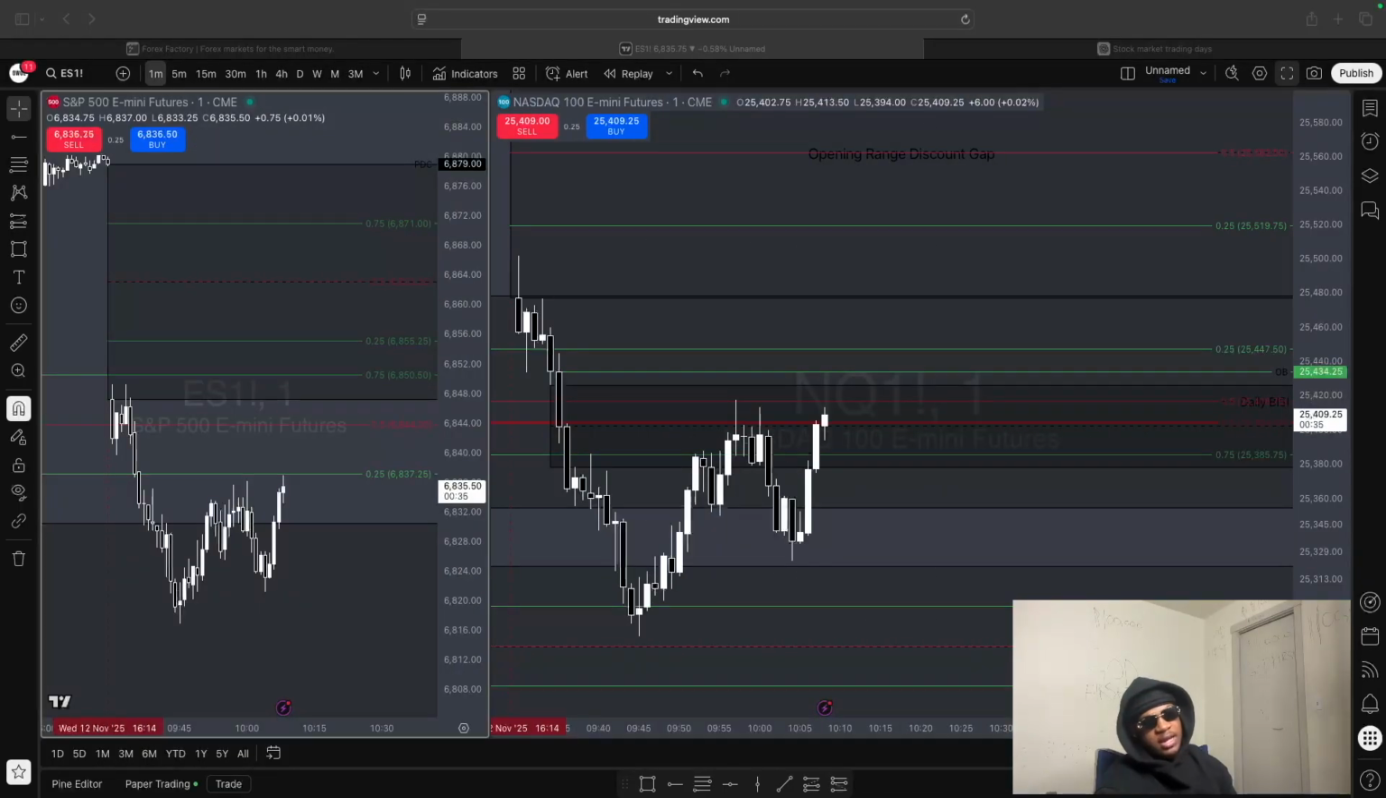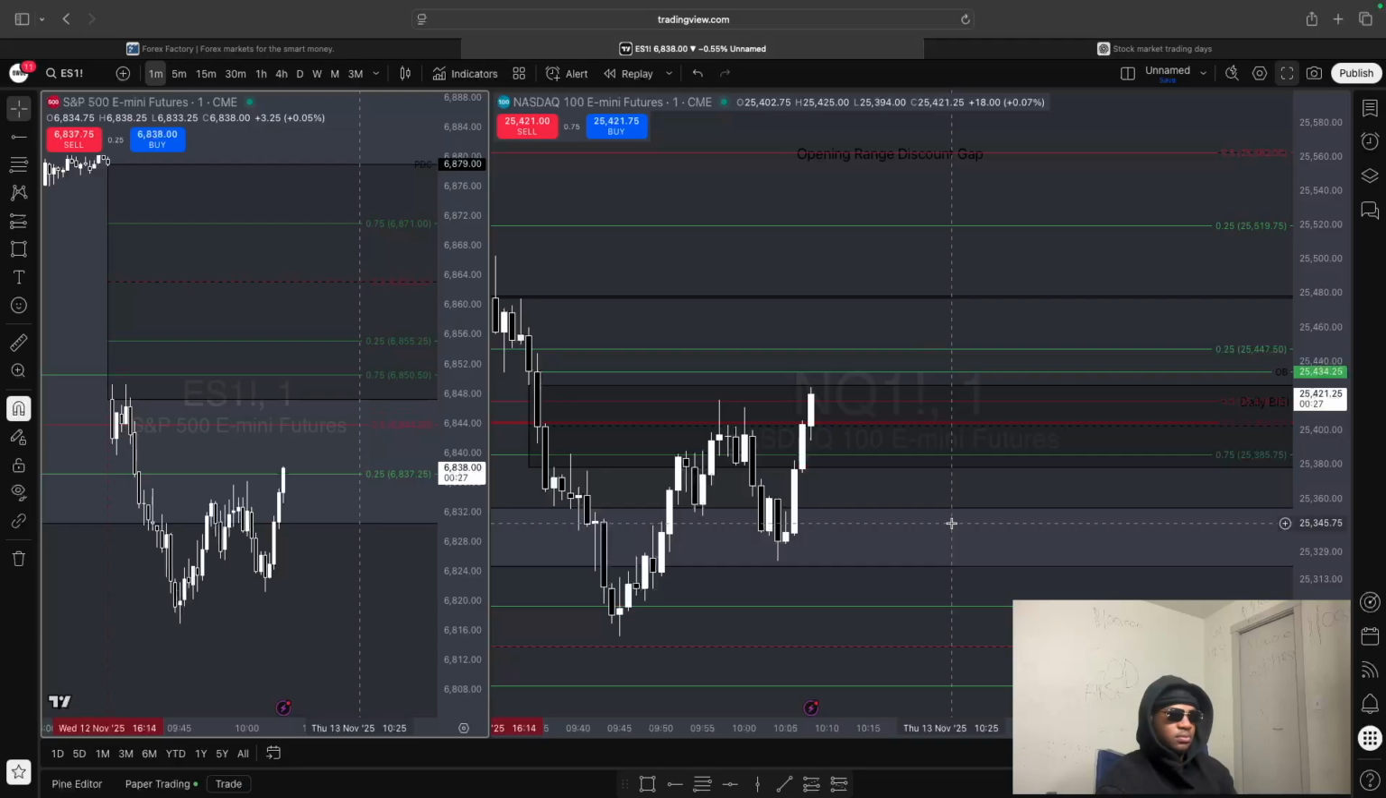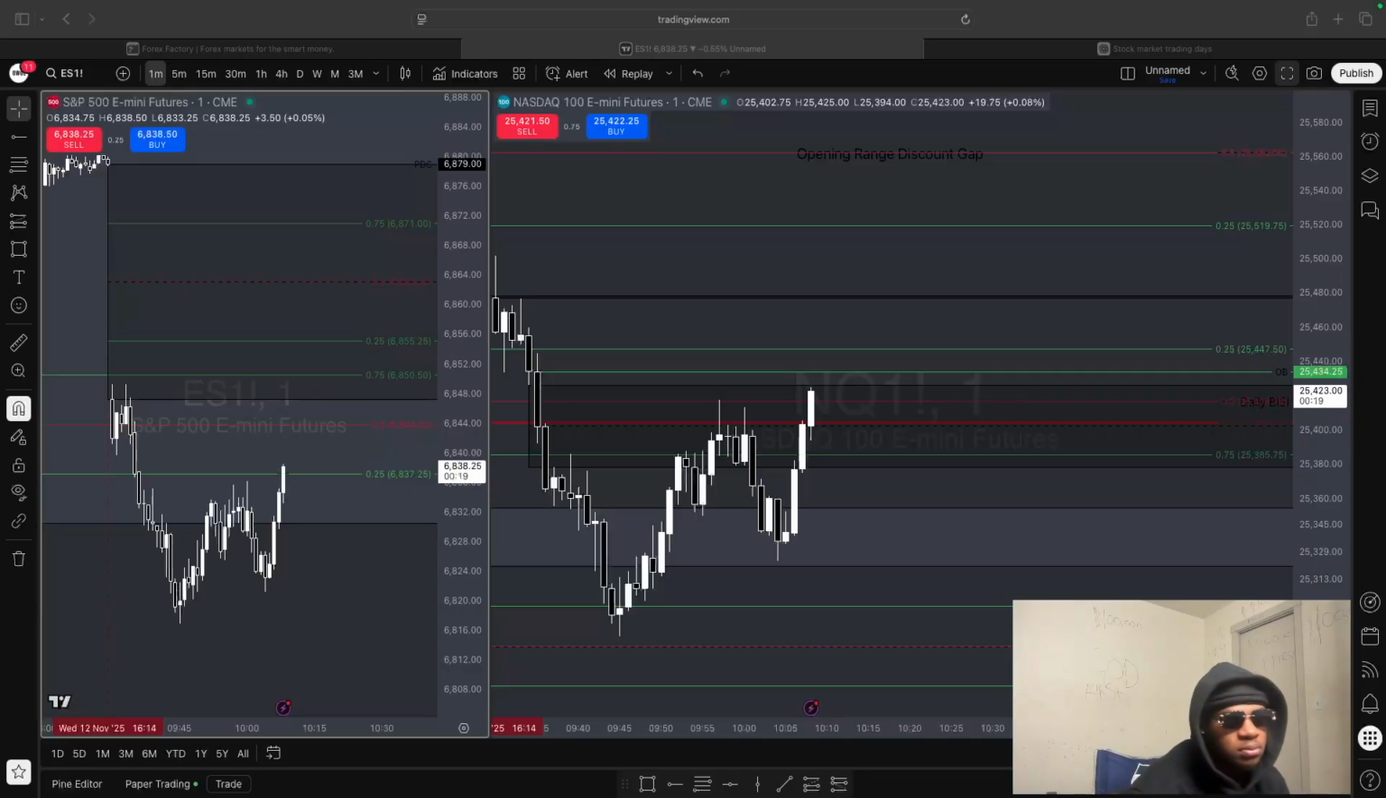I got like a minute and 30 seconds left in this macro. Let's see what they want to do. Okay. That's that order block. Let's see if we want to close above that fair value gap. See if we want to close above it.